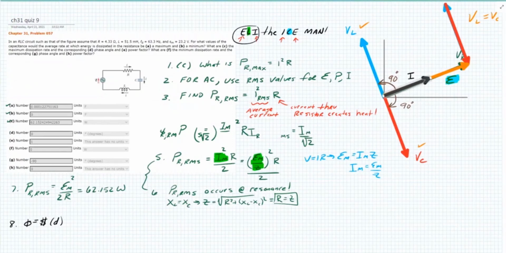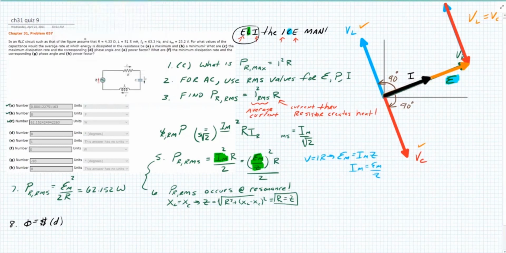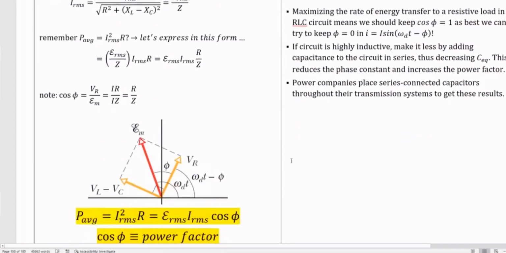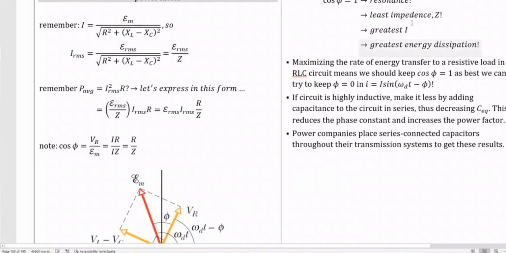So you know you're in resonance when you have a 0 degree phase angle, because the inductor and the capacitor are perfectly offsetting each other, thus allowing the maximum or most efficient current in the circuit. Part E is something brand new. Part E says, what's the power factor? In your lecture notes, here's power factor. This is basically what you see on the screen. I wouldn't say it's new. It's something I just ran through.